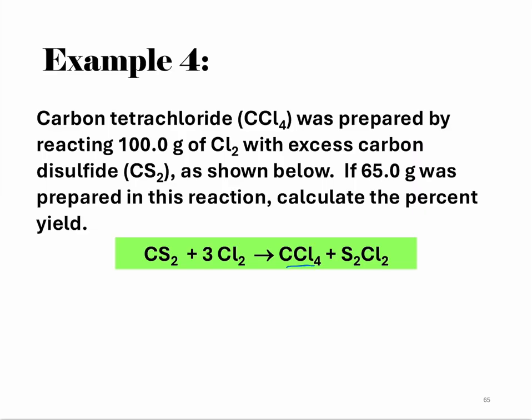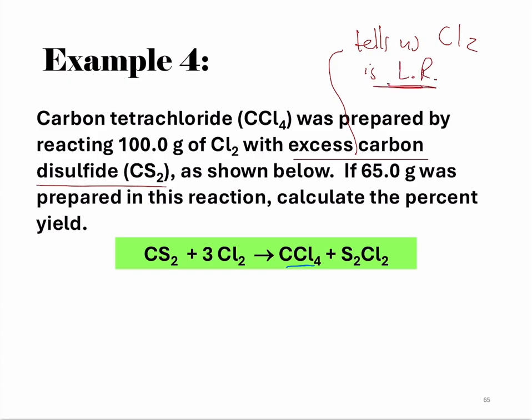Whenever you see something like this, this tells us CS2 is in excess, chlorine is the limiting reactant. Or in general, if something is presented in excess, it means whatever the other reactant is, is the limiting one, right? Because you're saying you have so much of this one reactant that you don't care about how much that contributes to how much product you make. It's the other one that's limiting the amount of product you can make from this reaction.